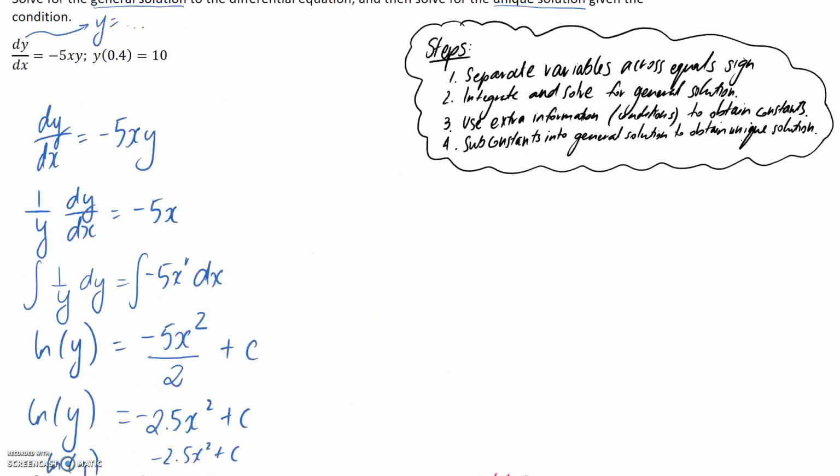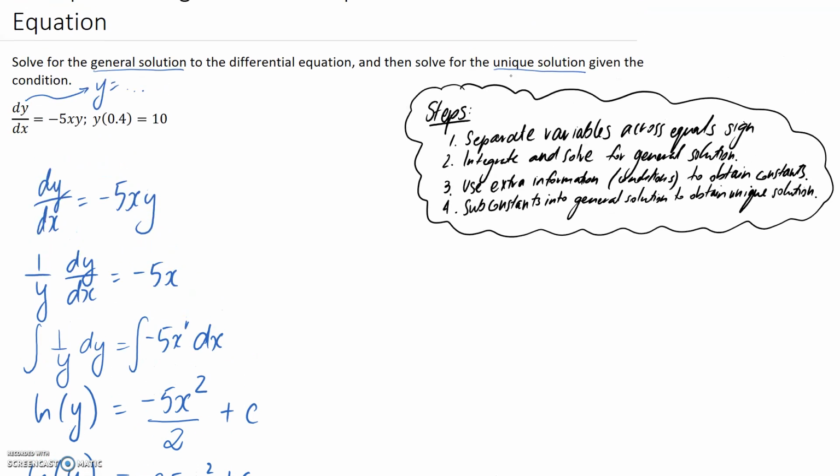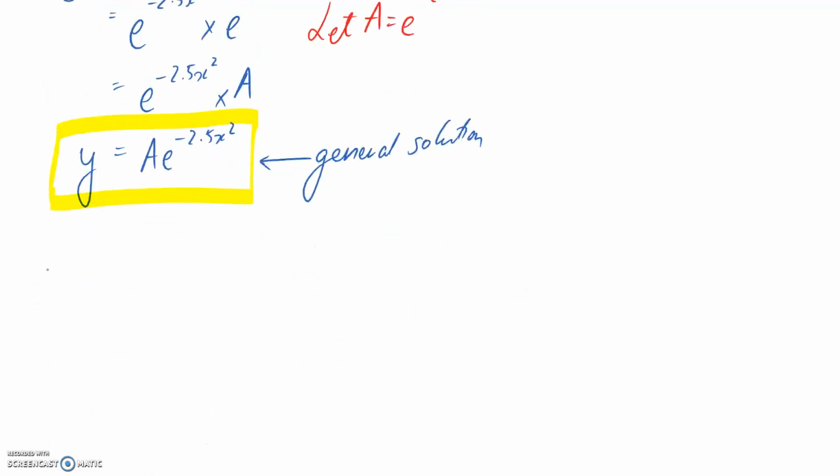Alright, so we'll move on to the next little bit, which was now looking for the unique solution given the condition that we've got. So that's step 3 here. We're going to use our condition in order to obtain the constant in the general solution. So we've got y of 0.4 is equal to 10. So let me just pop that here.